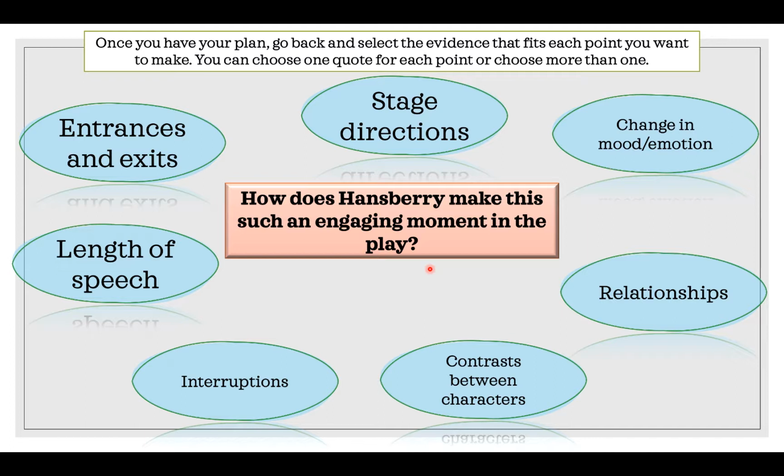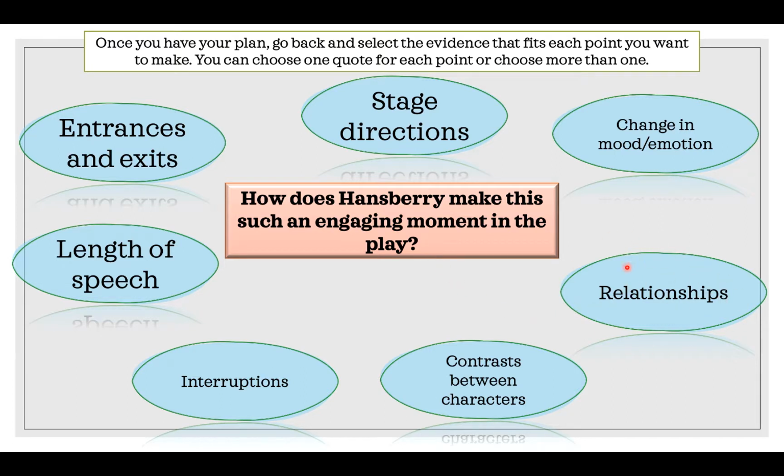So if you're used to writing a P paragraph, then I'm referring to the P there. So what is your initial point in relation to the question, which is, again, how does Hansberry make this such an engaging moment in the play? And if you have a look at all of these notes that I've made, a lot of them are to do with the methods. A lot of them are dramatic devices. And the one that really stands out for me is relationships, because we could actually use relationships as a way of answering this question. So she makes this an engaging moment in the play by showing us the different relationships.